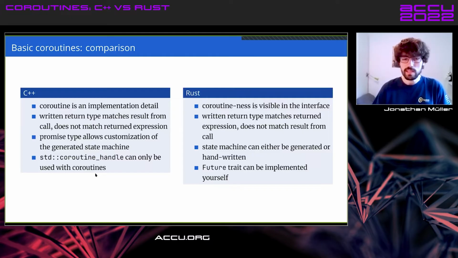In C++, we had a single type, a coroutine handle that can only be used with coroutines. Right? So if we want to have our own state machine, it can't be used with a coroutine handle because it isn't a coroutine. In Rust, the coroutine handle is the type that implements Future. And this can be implemented ourselves, as we've seen, so we can use it for our own state machines.